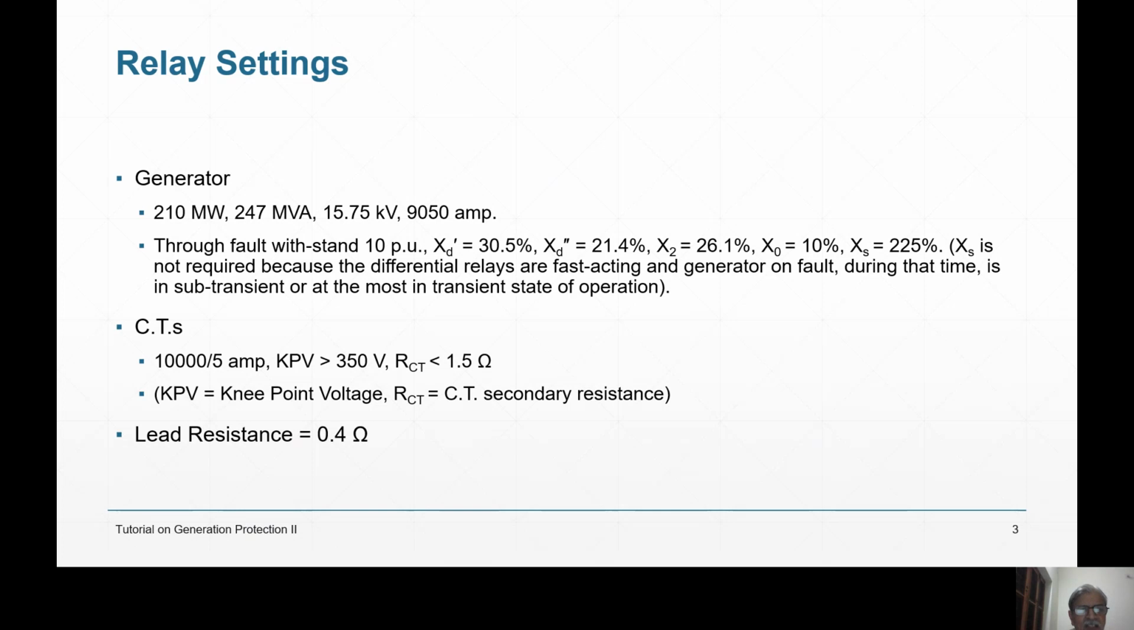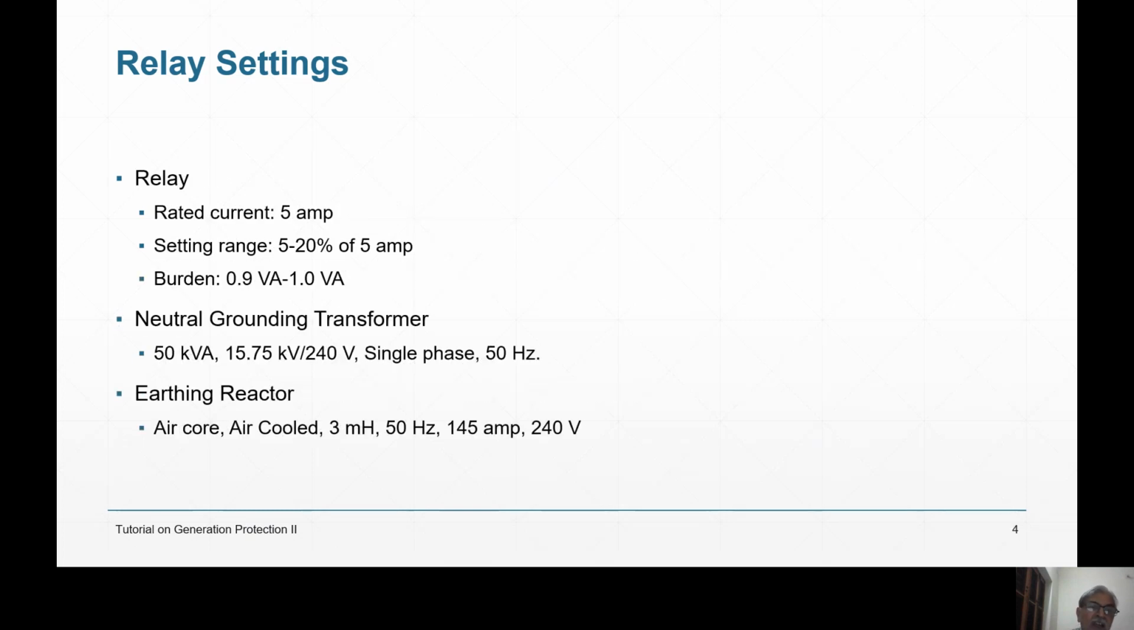The relay setting calculations I had done, so that exact value from the layout which was given to me, I could find out the lead resistance. So going further, the relay we are using has a rated current of 5 ampere. Obviously, relay rating and CT secondary rating are the same. Setting range is 5 to 20% of 5 ampere. Burden is 0.9 VA to 1 VA, so we will consider 1 VA.